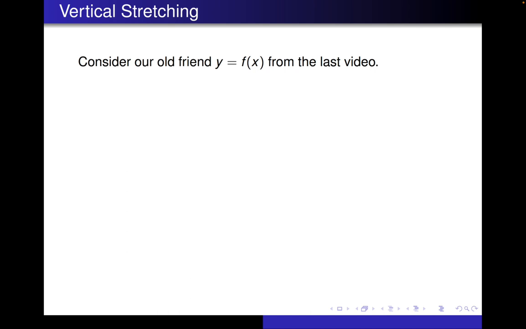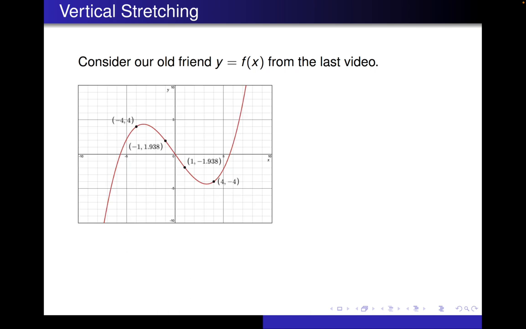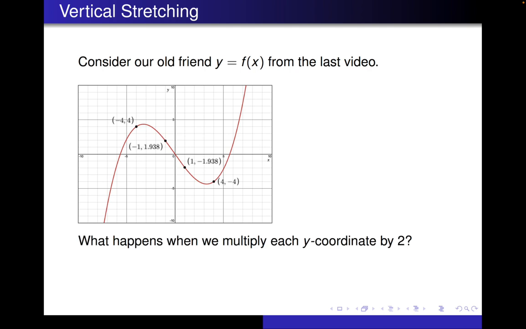So remember the function y equals f of x from the last video. This is the one that we were working on before. Got a few points on here, a few extra points, a few different points. Question is, what happens when we multiply each y coordinate by 2? So that first y coordinate becomes an 8. The second one becomes about 3.8, and the third one negative 3.8, and the fourth one negative 8. So in other words, we're taking our old y, which was f of x, and we're multiplying it by 2 to get y equals 2 times f of x.